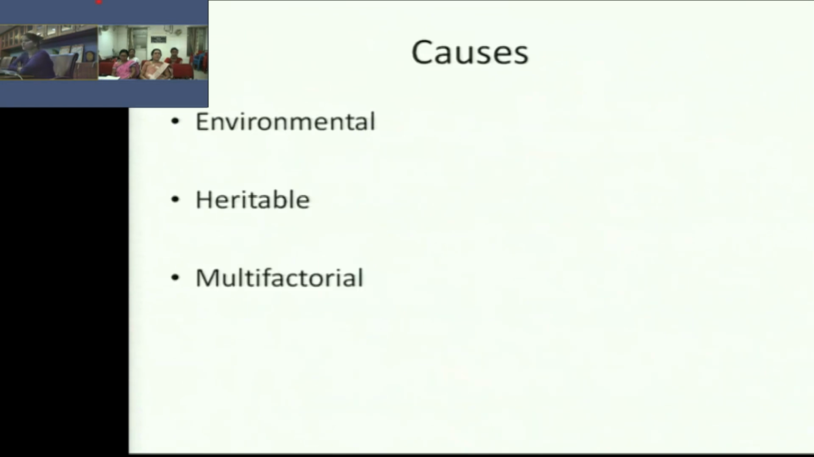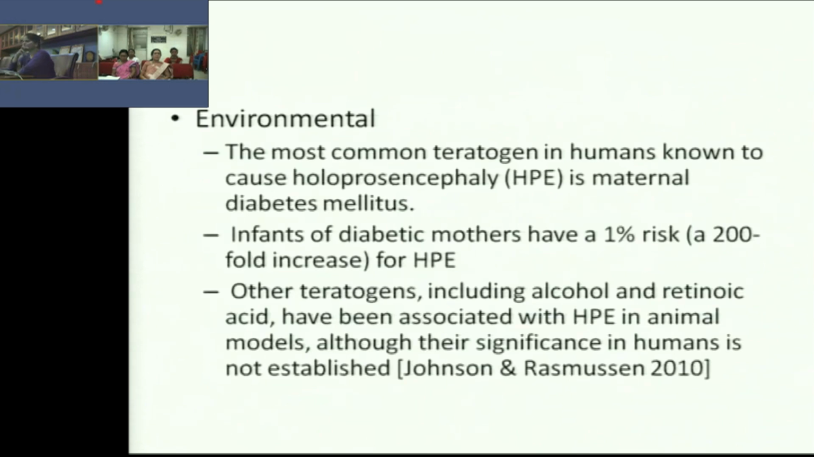The causes are various, and as genetics advances we are finding more of them, so a genetic cause has been elucidated in many cases. Otherwise, it could be environmental, heritable, or multifactorial. Among the environmental causes, the most common teratogen in humans known to cause HPE is maternal diabetes mellitus. Infants of diabetic mothers have about a 1% risk, almost 200-fold increase compared to the general population. The other teratogens include alcohol and retinoic acid, although their significance has not been established.